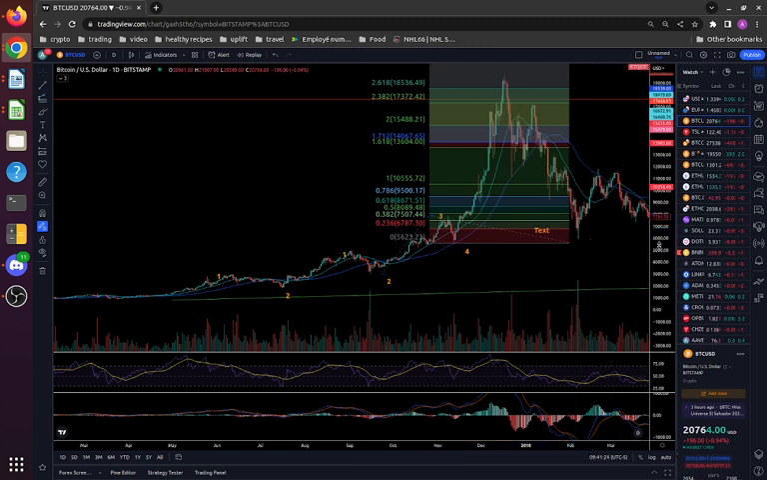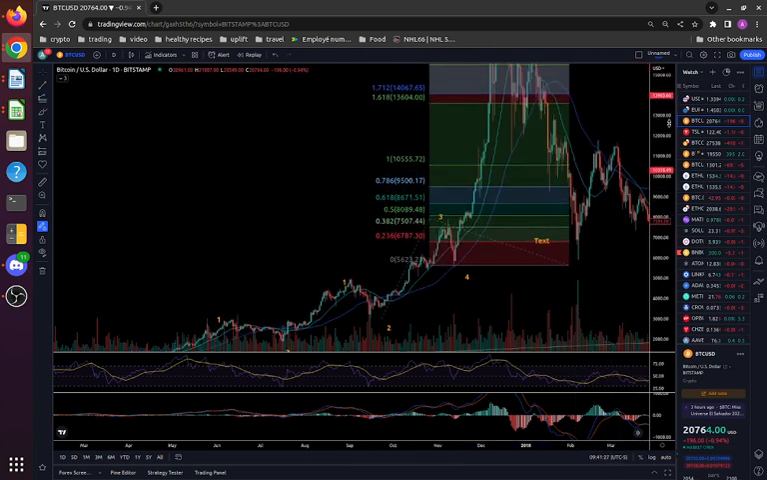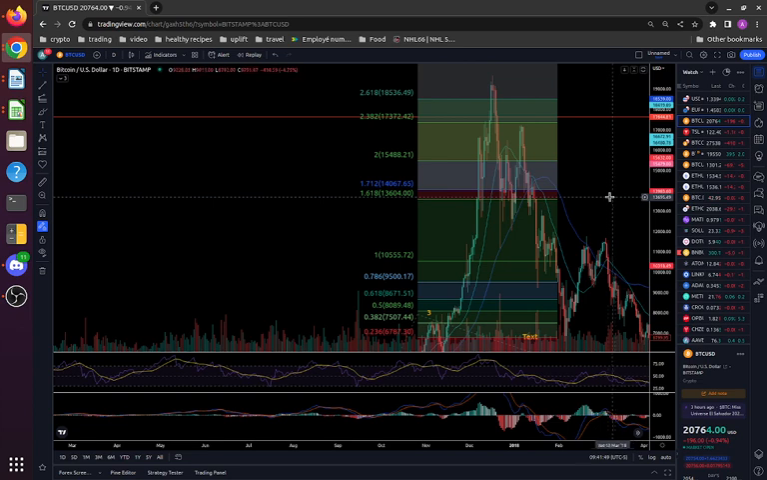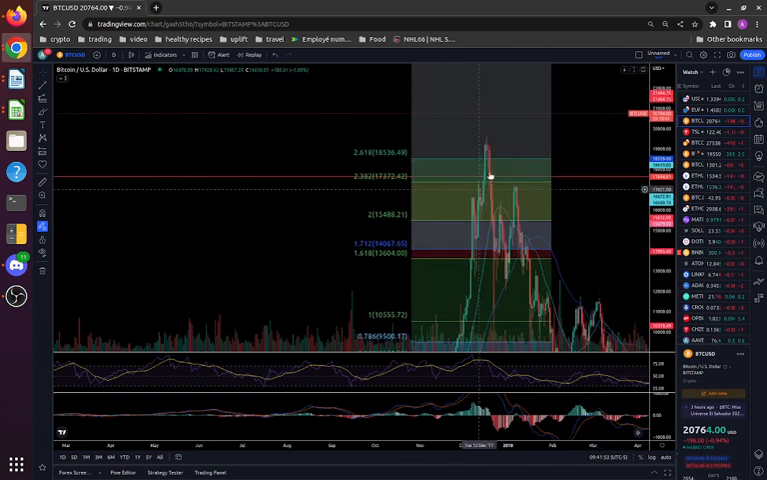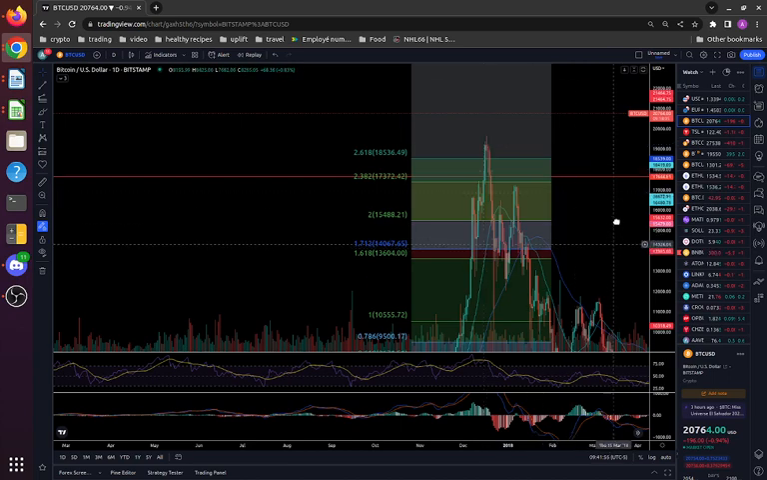Alright, usually wave 5 reaches the 1 Fibonacci extension. It can go up to the 1.618, and if you really have extreme momentum, it can reach the 2.618. And in this case, well, we even passed the 2.618.